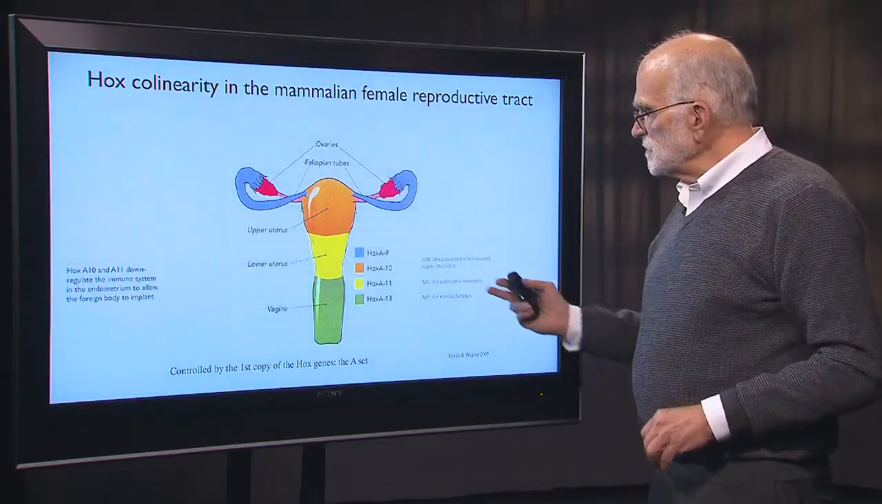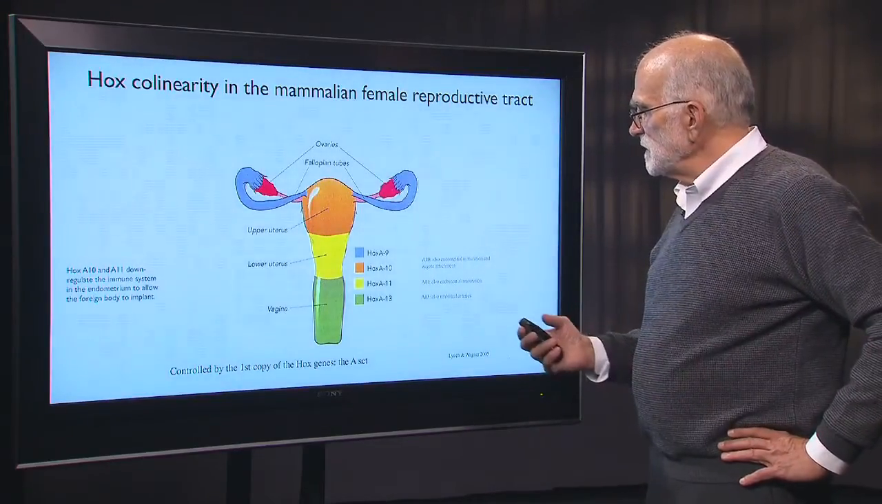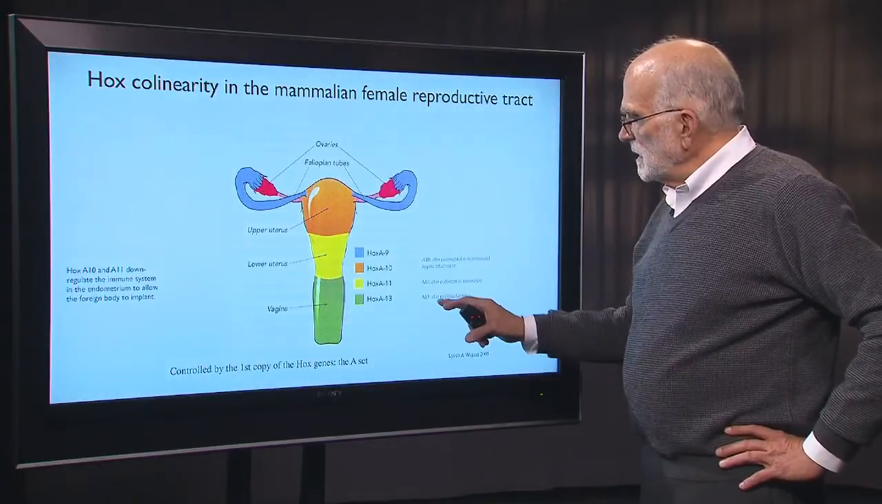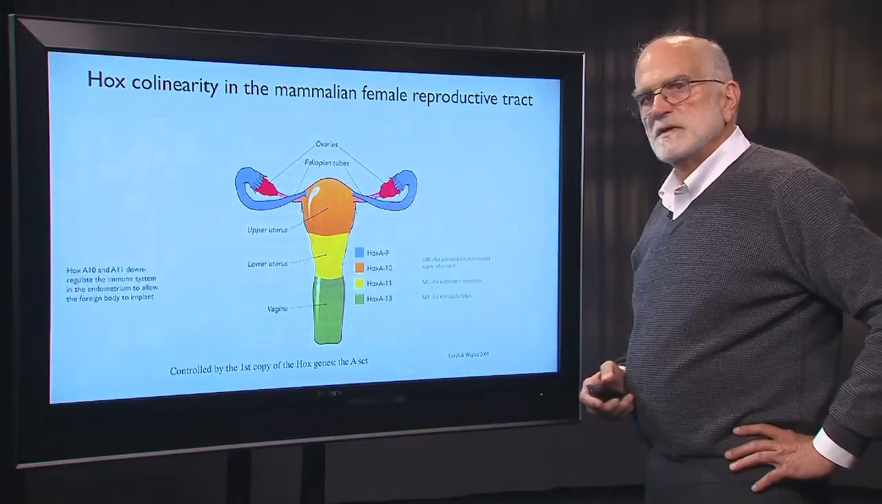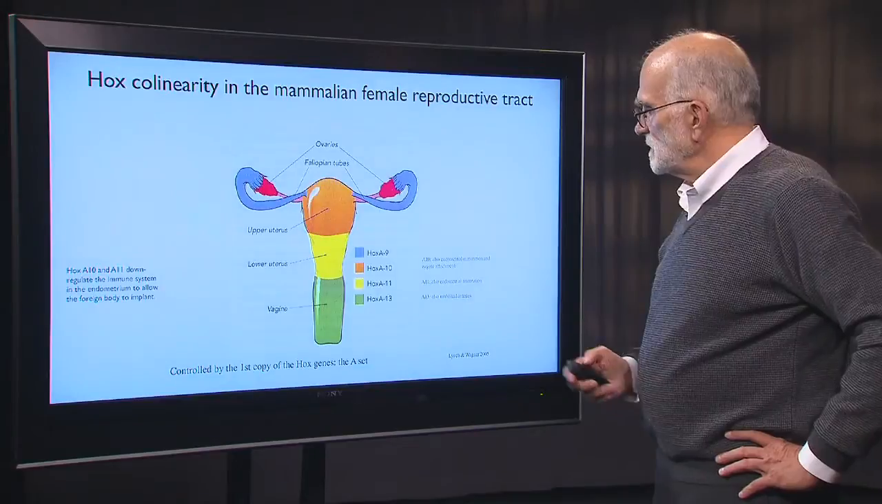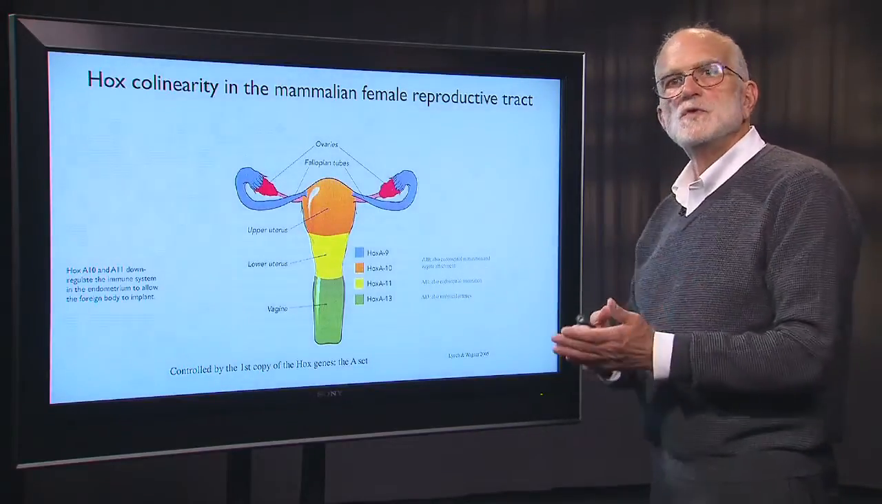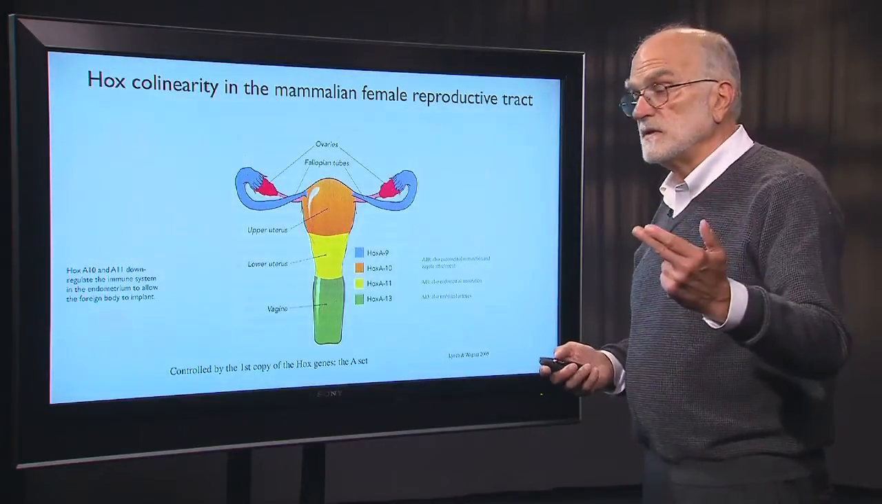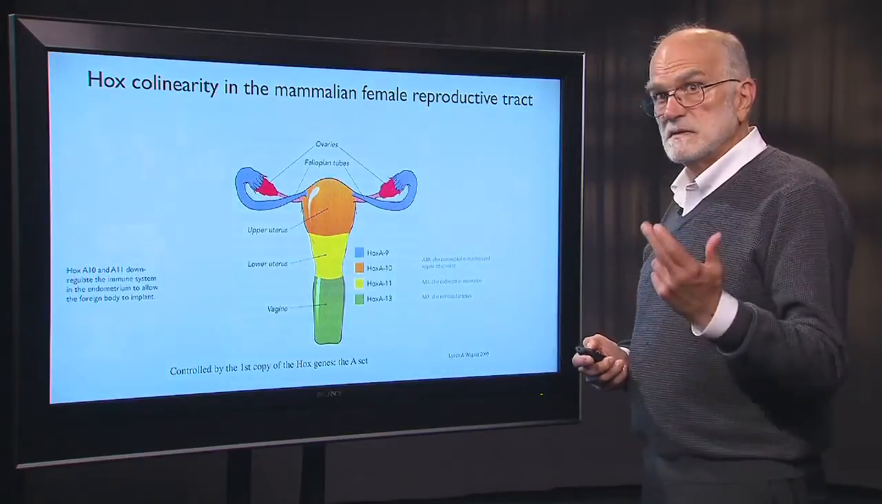A10 is also involved in endometrial maturation, as is A11, and A13 is also involved in umbilical arteries. Okay, so these are all things that they then do years later when the embryo is implanting.